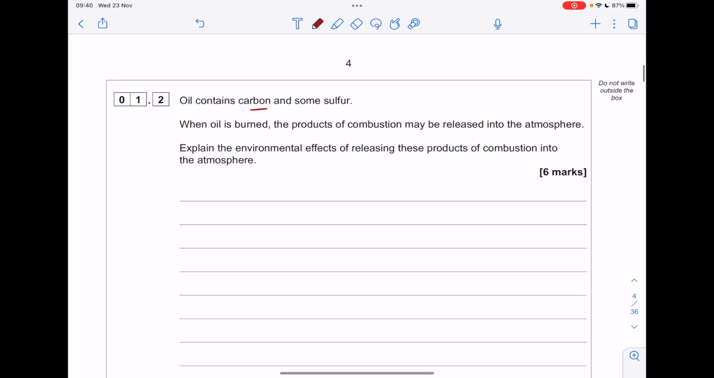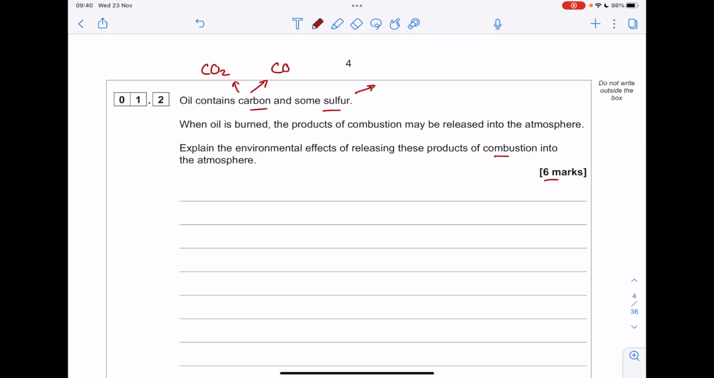Oil contains carbon and some sulfur. When oil is burned, the products of combustion may be released into the atmosphere. Explain the environmental effects of releasing these products of combustion into the atmosphere. It's worth 6 marks. So let's divide our answer into the issues that come from burning the carbon. Remember, that produces carbon dioxide and carbon monoxide, so we'll talk about those separately.